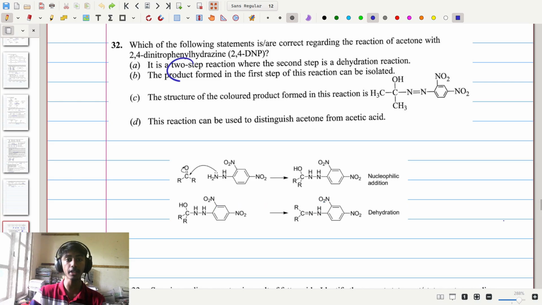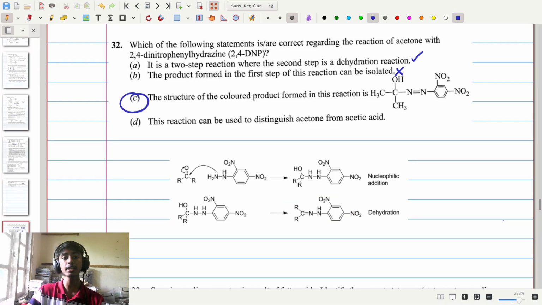So it's a two-step reaction, and also the second step is a dehydration reaction. So according to that, statement A is correct. Now moving on to statement B, it says the product formed in the first step of the reaction can be isolated. Now what they're talking about is this product right here. Now this product actually cannot be isolated as it will immediately dehydrate to create the final product over here. So due to that, statement B is actually incorrect.